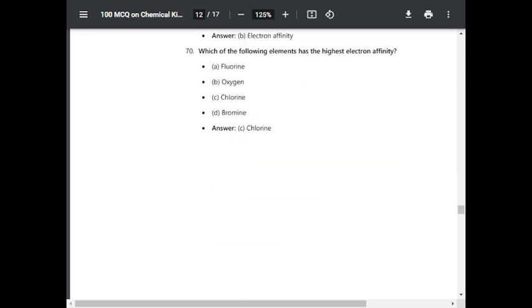Question number 70. Which of the following elements has the highest electron affinity? Option A, fluorine. Option B, oxygen. Option C, chlorine. Option D, bromine. The correct answer is C, chlorine. Chlorine has the highest electron affinity.